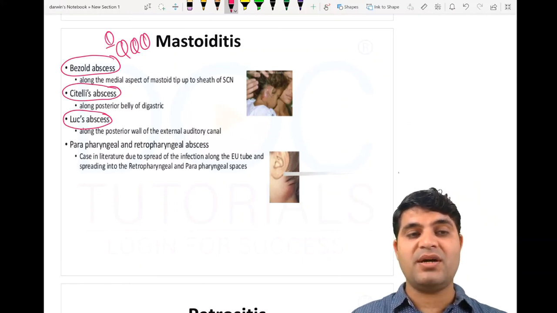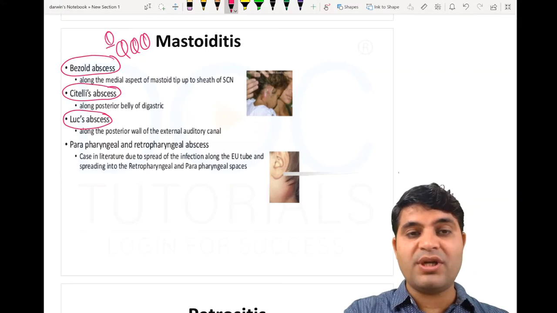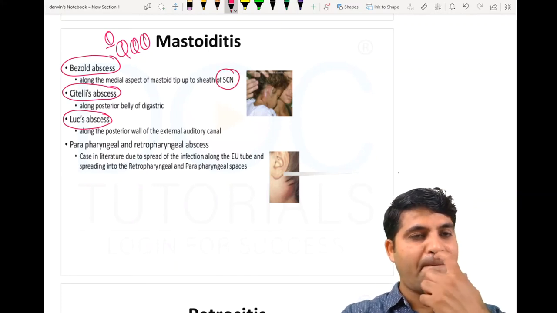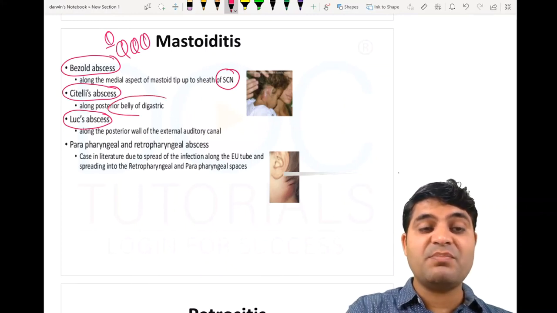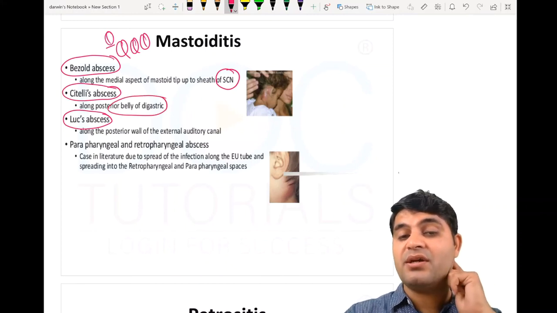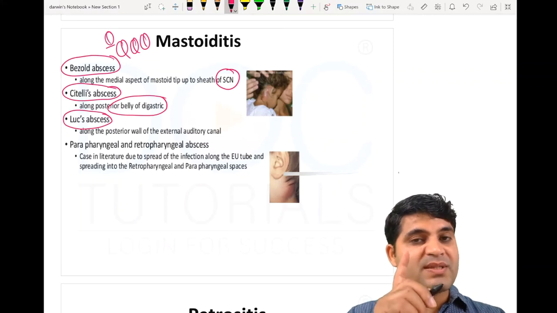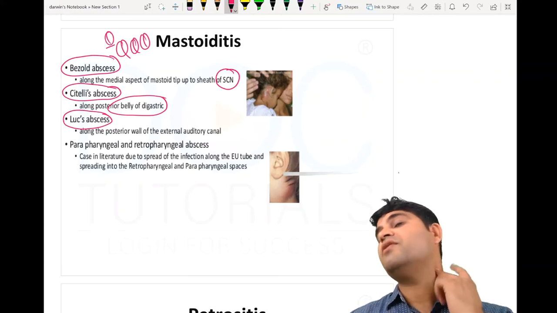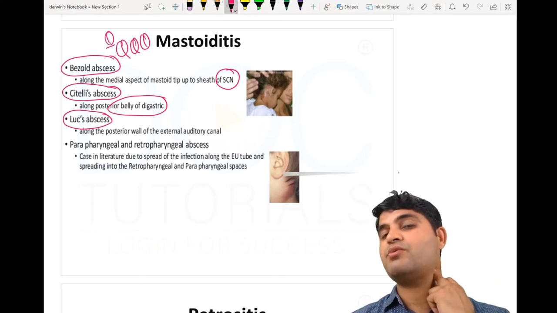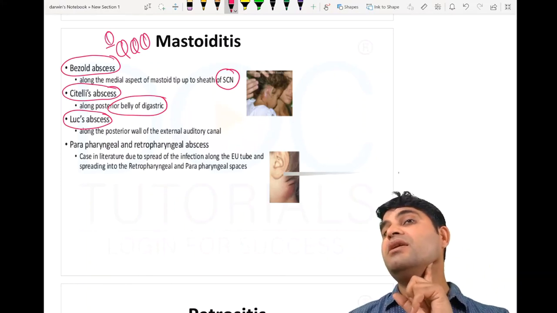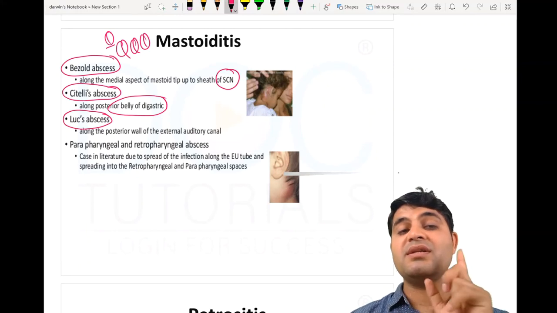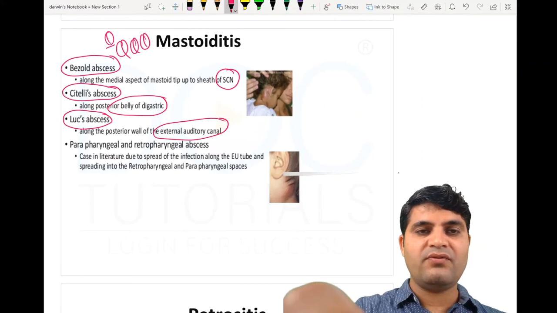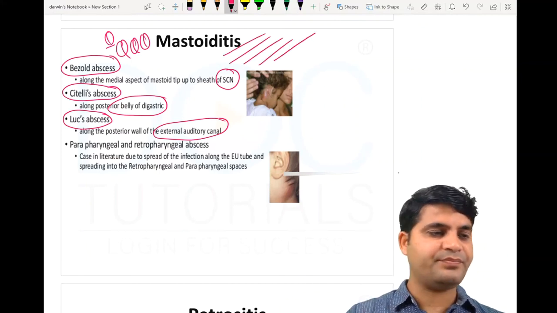Bezold, Citelli's and Luc. So what is Bezold? Bezold is beneath the sternocleidomastoid. Clear? Whereas Citelli's is behind the posterior belly of the digastric. Remember, sometimes I expect this question as an image based question. So please remember, if it is here, Bezold, sternocleidomastoid; if it is behind the digastric muscle here, then Citelli's abscess; and Luc is in the external auditory canal. Very, very important question.